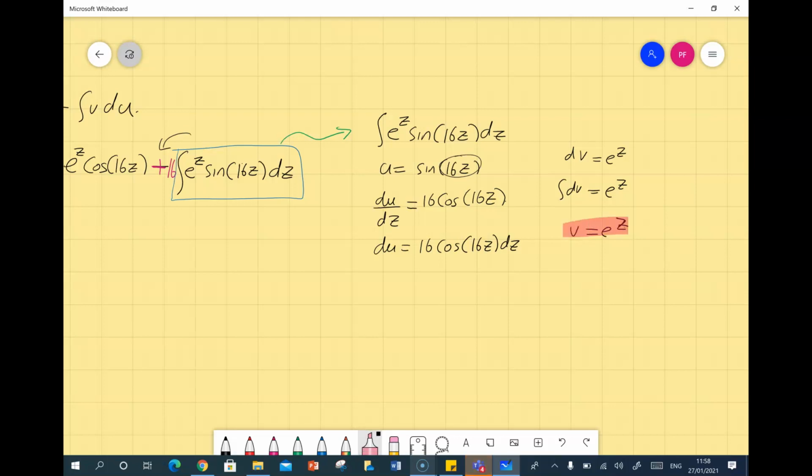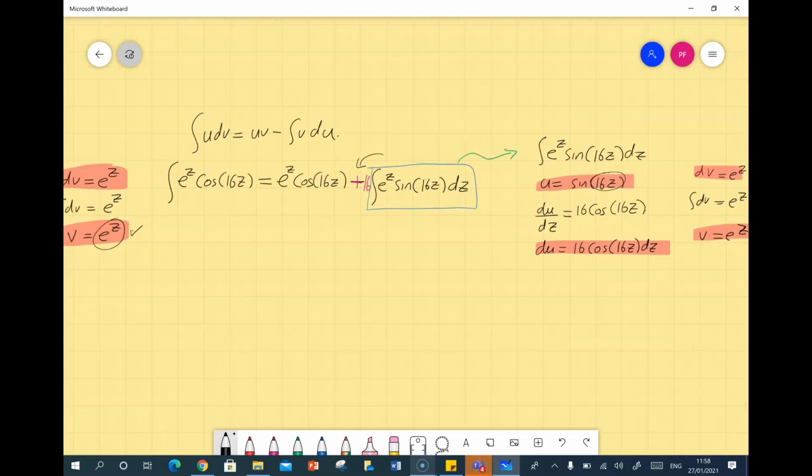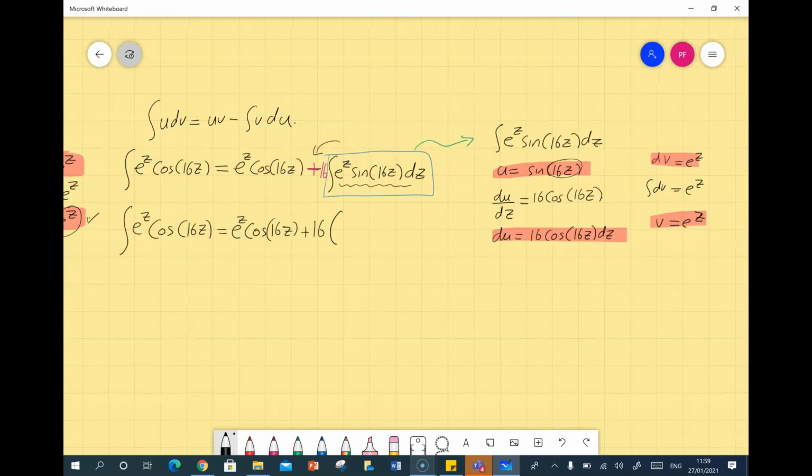So things will start slowly wrapping up now and coming together. We're at the end of our tricky integration. We just need to start working our way back, putting them together. So at this part here, I was looking for the integral of e to the power of z cos of 16z. And I saw that that's equal to e to the power of z cos of 16z plus 16 times the integral of e to the power of z sine 16z. But I need to put that integral together there now.